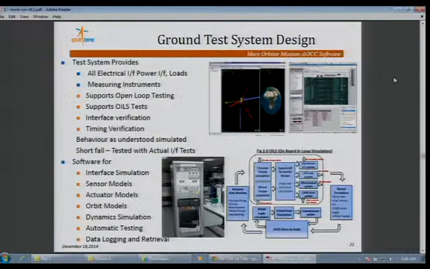Next slide, please. I'll briefly touch upon the test systems which are used. This is basically a versatile real-time system which supports all the open loop tests, onboard in-loop simulation tests, and validation of interfaces. Here, the behavior of the system is understood or simulated. Anyway, if there is a shortfall, it is always tested with the actual interface, which is identified and scheduled. And various models are used for the testing. Next slide, please.